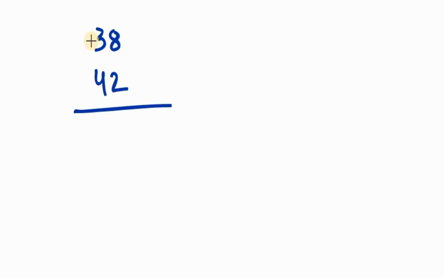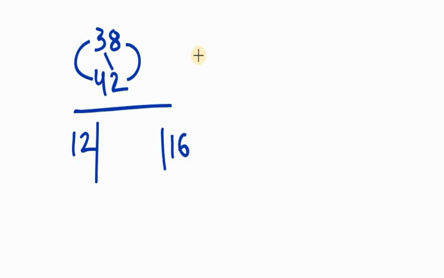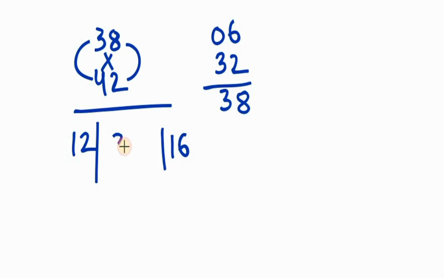So what is the first step? 3 4s are 12. Done. 8 2s are 16. Okay. Cross multiplication. 3 2s are 6. And one more cross multiplication. 8 4s are 32. So what I will get? 38. So 38. 6 you write as it is.